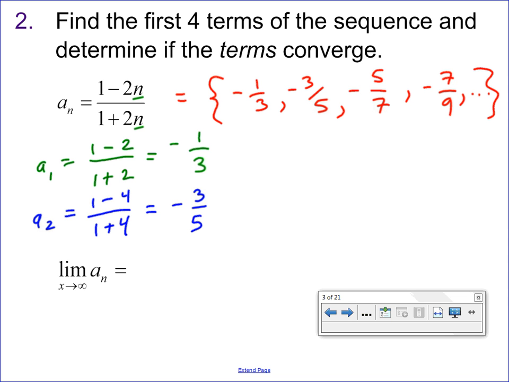Well, let's see. We have our tool bag where we can evaluate limits. So I'll go ahead and rewrite my limit and consider as n goes to infinity. Sorry, this should be n. When as n goes to infinity, we fix that. Oh, and we'll plug in our nth term given by 1 minus 2n over 1 plus 2n.